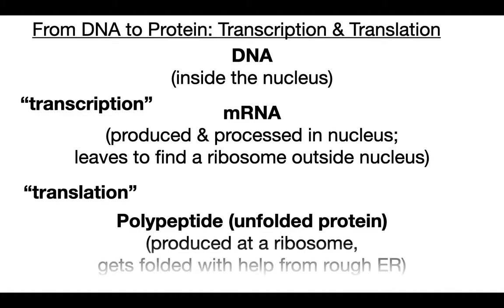In translation, a polypeptide is formed from the mRNA template. Polypeptide is just a fancy name for an unfolded protein. This polypeptide gets produced at a ribosome and then gets folded into the appropriate protein shape with help from the rough endoplasmic reticulum. So let's look at this process of translation in detail.